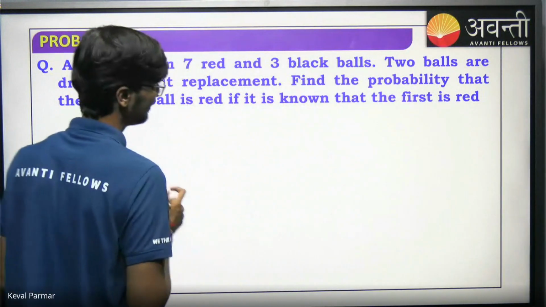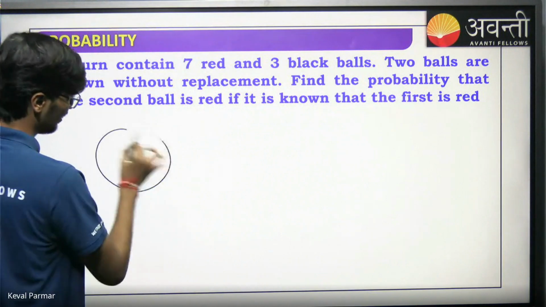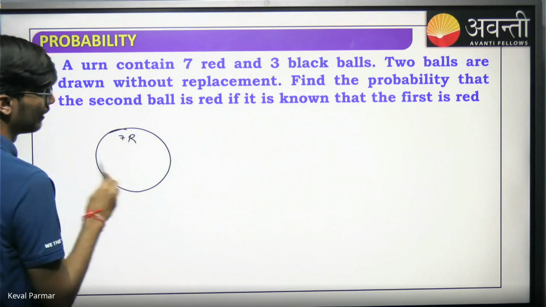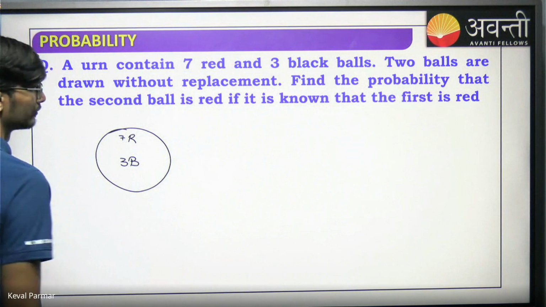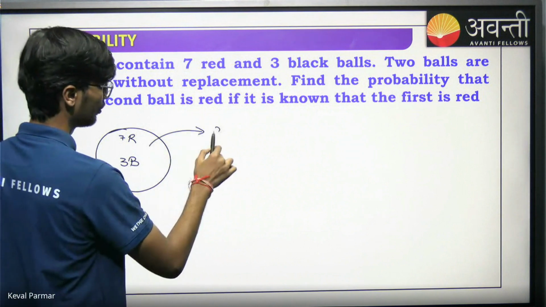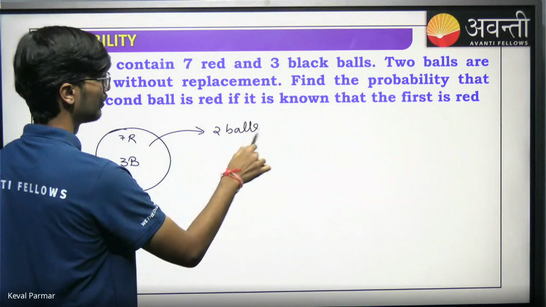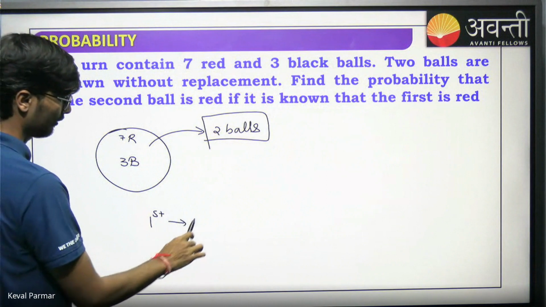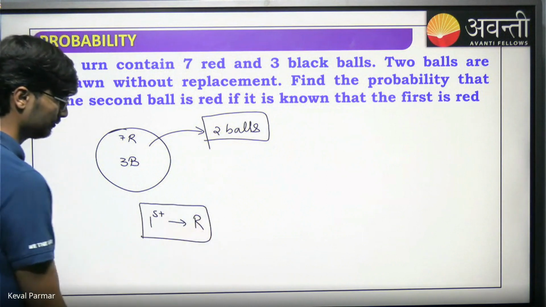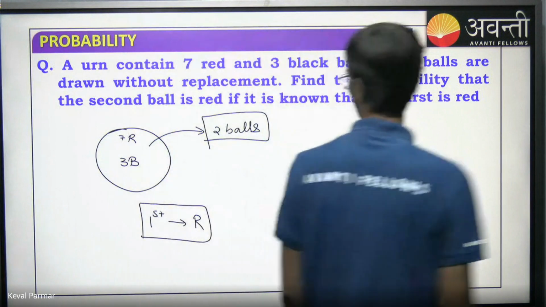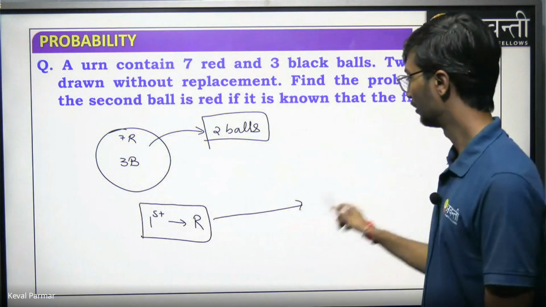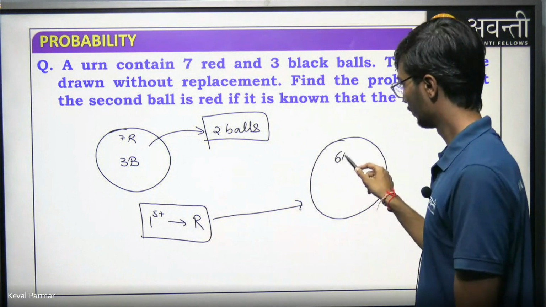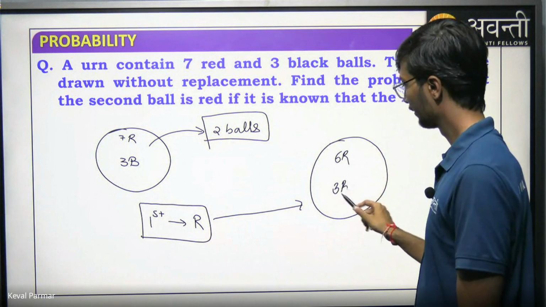So let's see the example. An urn has 7 red and 3 black balls. Out of this, I want to draw 2 balls. Now, the first ball that I drew was red. So, how many balls are left in the urn now? Since I drew a red ball, there are 6 red balls remaining and 3 black balls.